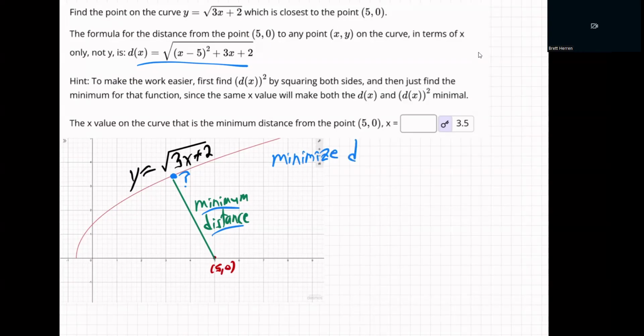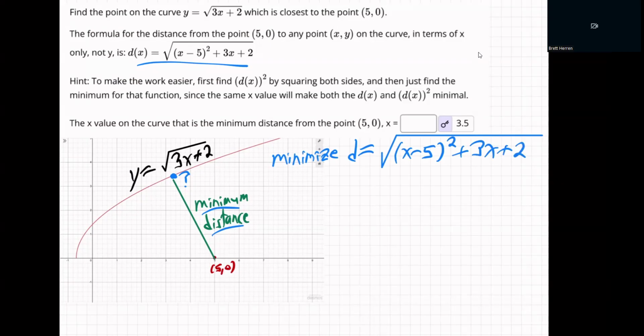minimize d, which equals the square root of (x minus 5) squared plus (3x plus 2). Want to minimize that.